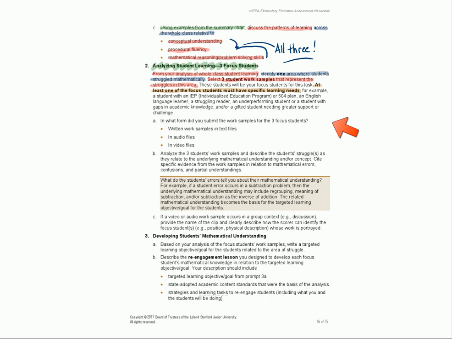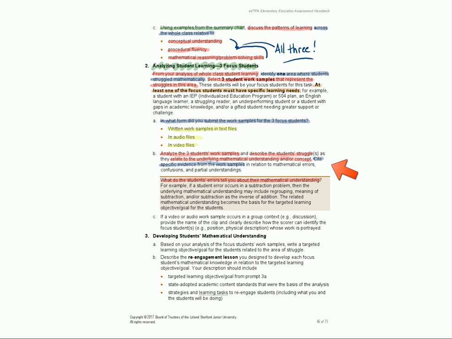Part A, the first prompt, is probably the easiest prompt for the commentary in the mathematics assessment task. What form did you submit work samples for the 3 students? If they're turning in a paper form, then you write about it. You say it's a text file. If you have an audio file or a video file of their work, then you'll say that's what I'm working from. Okay? Let's go to the analysis part now, B.